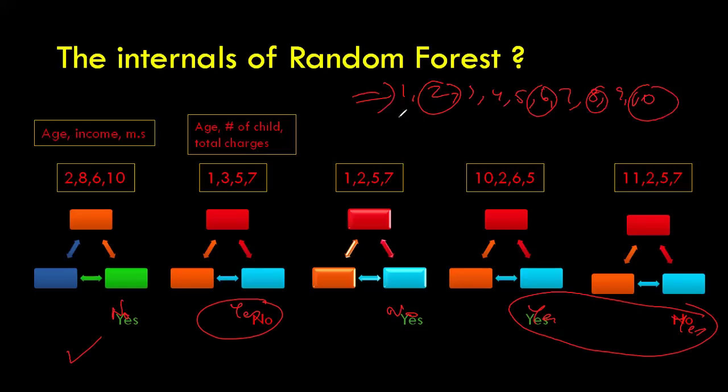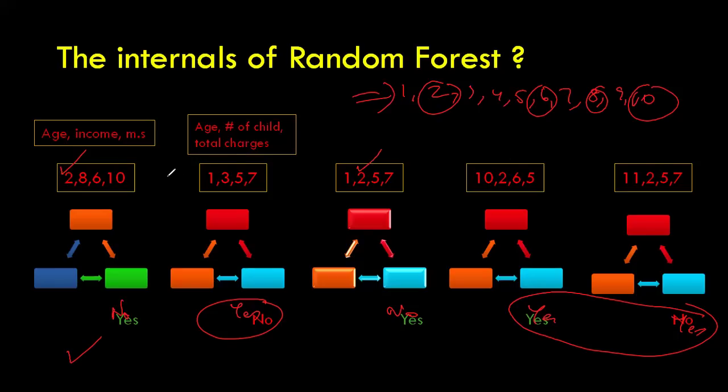So each tree randomly subsets the data with replacement. There is an overlap. For example, in this sample 2 is there, and here also 2 is there. This is called replacement. The same value can be reused across the trees, or in any one of the trees. So it randomly samples the data with replacement, and that is called bootstrap sampling. And it also randomly samples the features for each classifier.